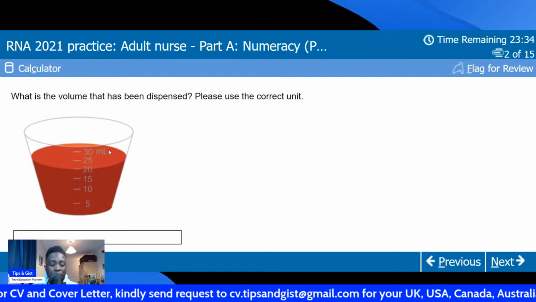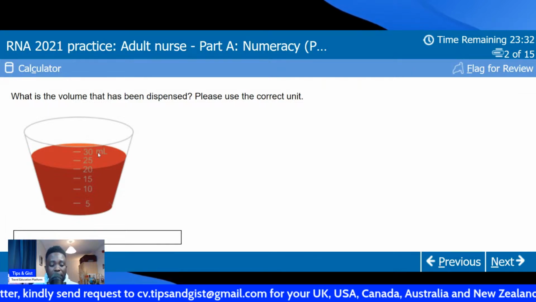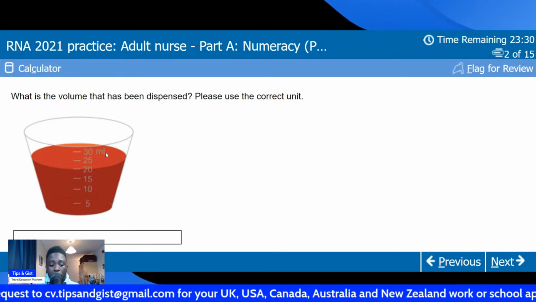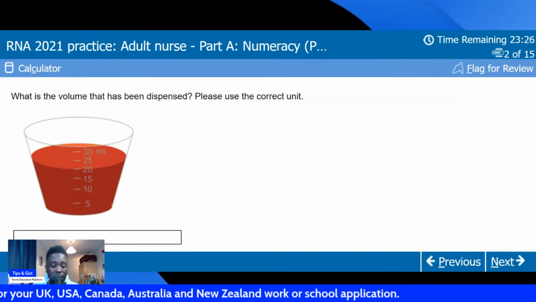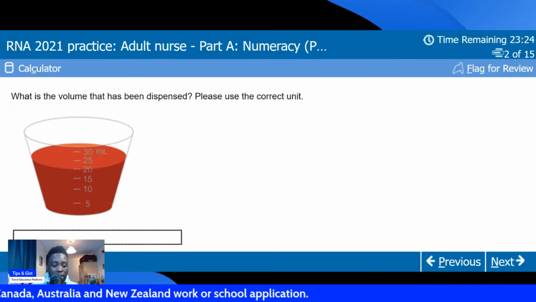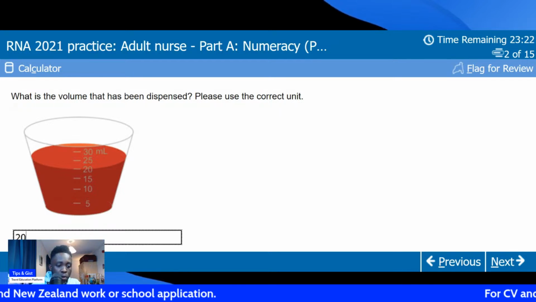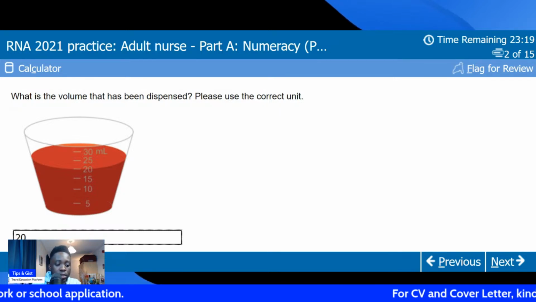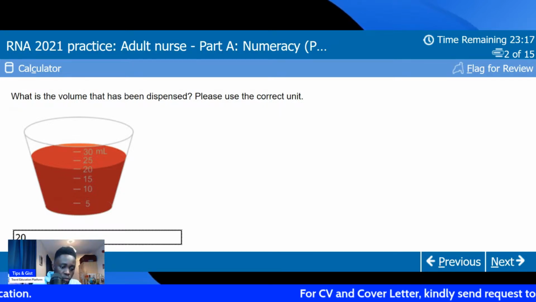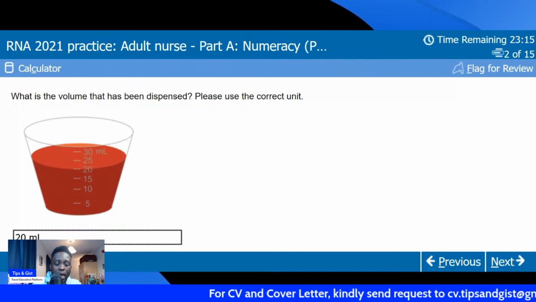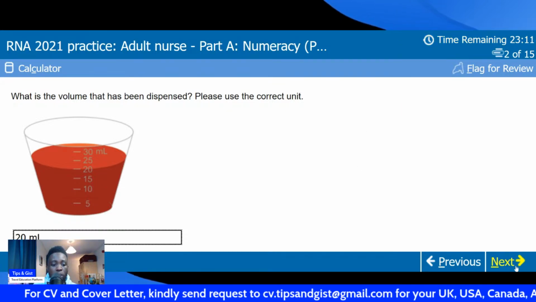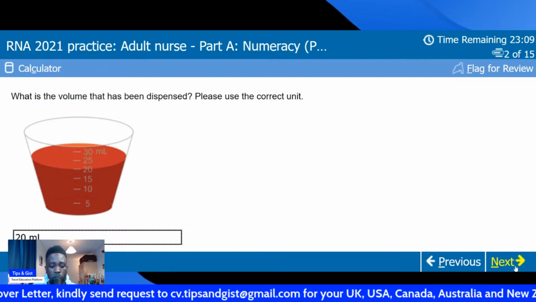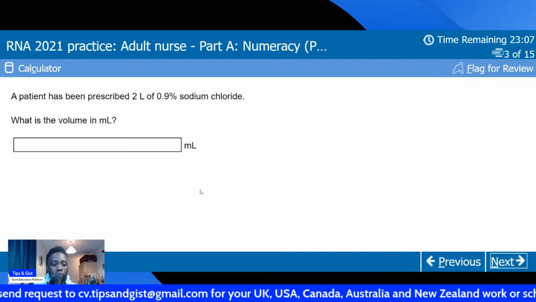Now, how is the material calibrated? It is calibrated into mils. So that means the container is calibrated into mils. And so if it is 20, it will be exactly 20 mils. That means the drug is 20 mils. So you just type 20, leave your space, small m, capital L, and you are good to go. So this is question number 2. We have answered that. All right.